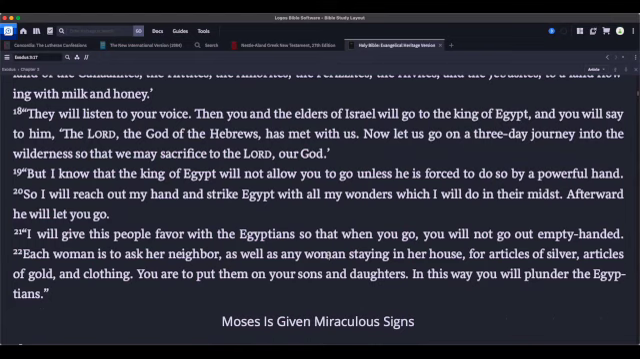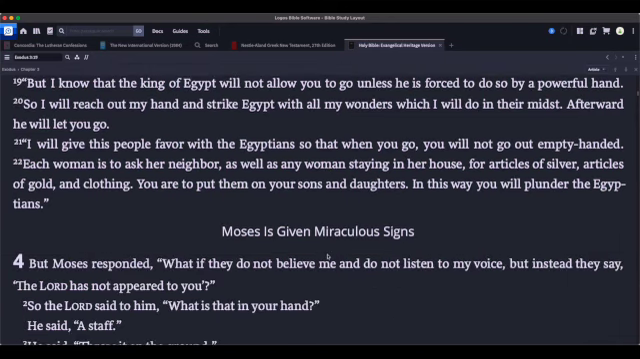I will give this people favor with the Egyptians, so that when you go, you will not go out empty-handed. Each woman is to ask her neighbor, as well as any woman staying in her house, for articles of silver, articles of gold, and articles of clothing. You are to put them on your sons and daughters. In this way you will plunder the Egyptians.